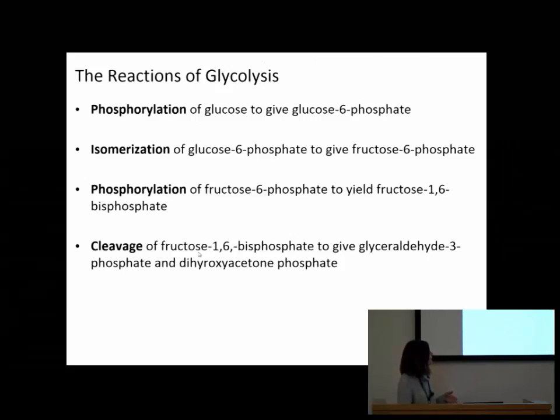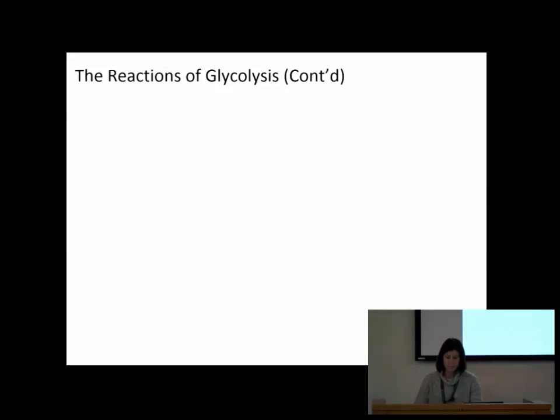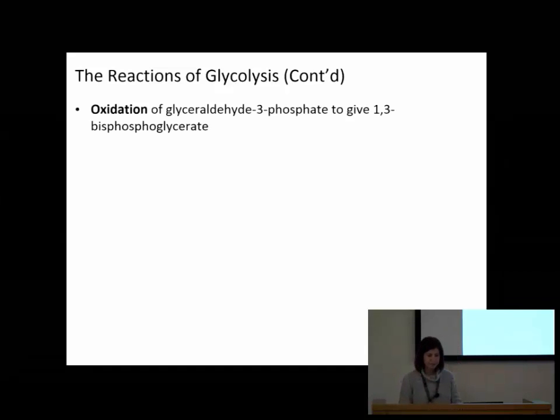We're not going to throw things away. The cell is very efficient, all right? Minimal waste, no side products, right? So what we're going to do, in the next step, is take that dihydroxyacetone phosphate and make it into another molecule of glyceraldehyde 3-phosphate. Then, in the next step, we're going to add a phosphate as it is oxidized.